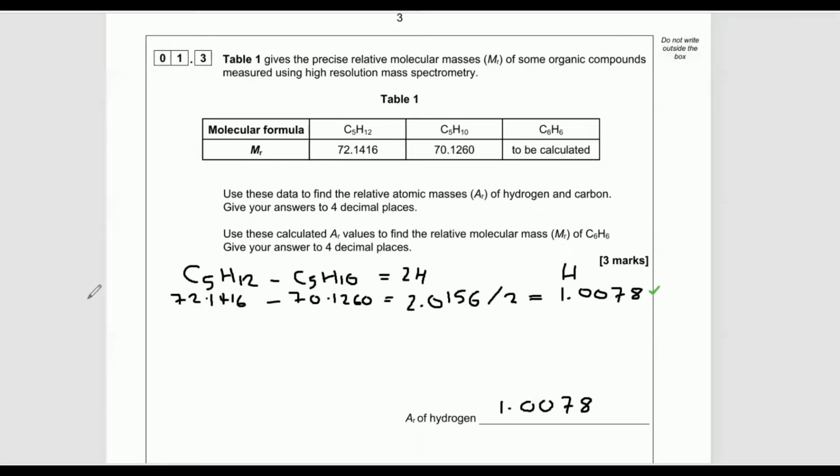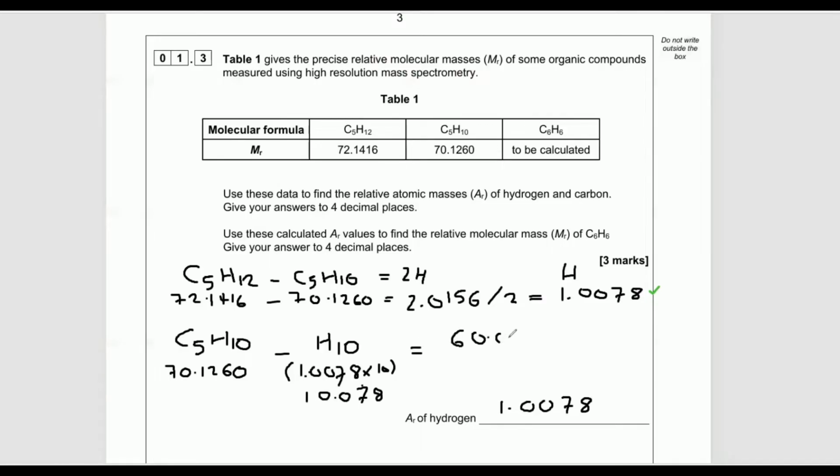So now we need to find the mass of the carbon. Well, C5H10, we're told in the table, is equal to 70.1260. We now need to take away the 10 H's, and we'll be left with just the 5 carbons. So we want to take away 1.0078 times 10 from the molecular mass. Which is 10.078, and we're going to end up with the 5 carbons equal to 60.048. So now to find the mass of 1 carbon, we're going to divide that by 5, as there's 5 carbons. And that means that carbon is equal to 12.0096.